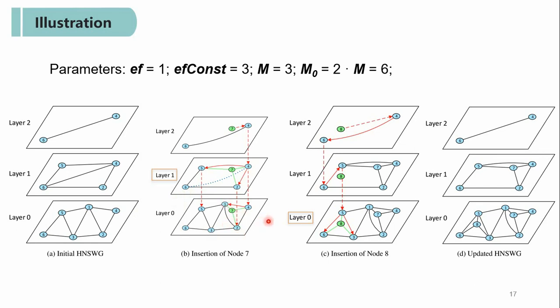Now suppose that node 8 is to be inserted at layer 0. It means that when a node is inserted at layer 0, only one nearest neighbor is to be found at the higher layers, which is node 6, and on layer 1 it is node 5, and on layer 0 its 3 nearest neighbors are found and are connected. So in the end, this is our updated hierarchical navigable small world graph.